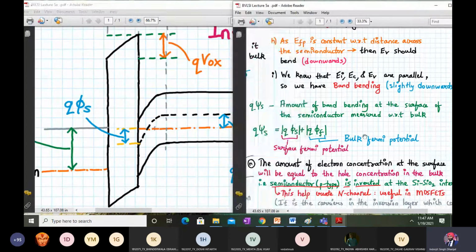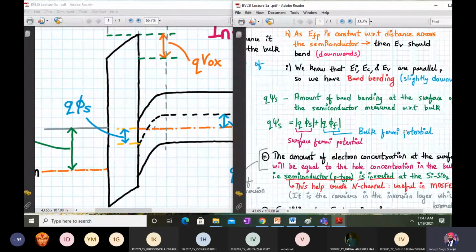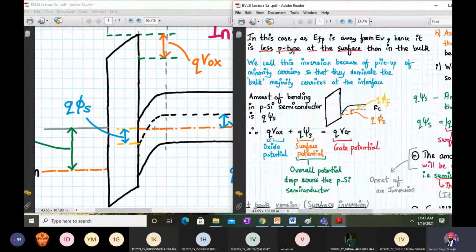So your q into VOX plus q into psi S. q into VOX is your oxide potential. Okay, VOX is the oxide potential, and q into psi S is the surface potential. That is the overall potential drop across the P silicon will be equal to the gate potential VG. Okay, so this equation is very important.